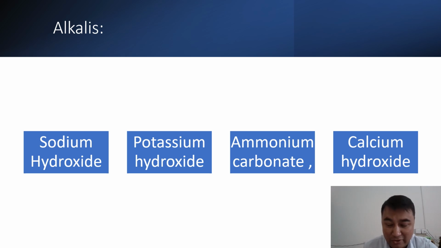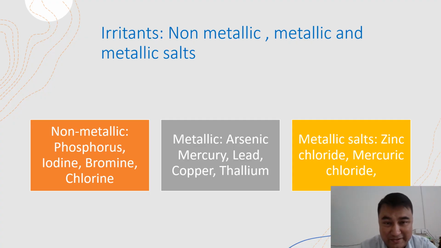After having talked about the corrosives, the acids and alkalis, let me come to the irritants. Now irritants can be non-metallic irritants, metallic irritants and metallic salts. Examples of non-metallic irritants are phosphorus, iodine, bromine and chlorine. Examples of metallic irritants are arsenic, mercury, lead, copper, and thallium. Then we have the metallic salts like zinc chloride, mercury chloride. These are examples of inorganic irritants, which can again be divided into non-metallic, metallic, and the metallic salts.